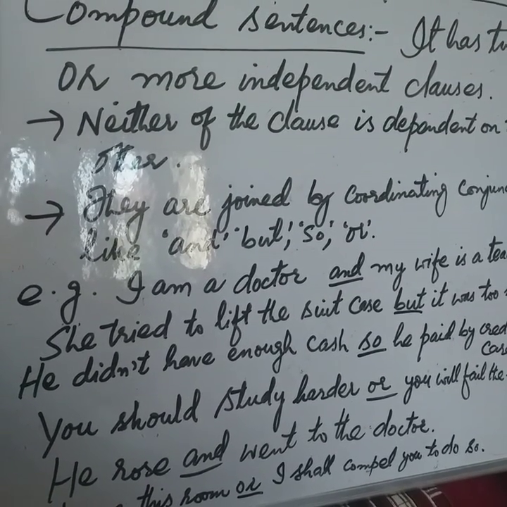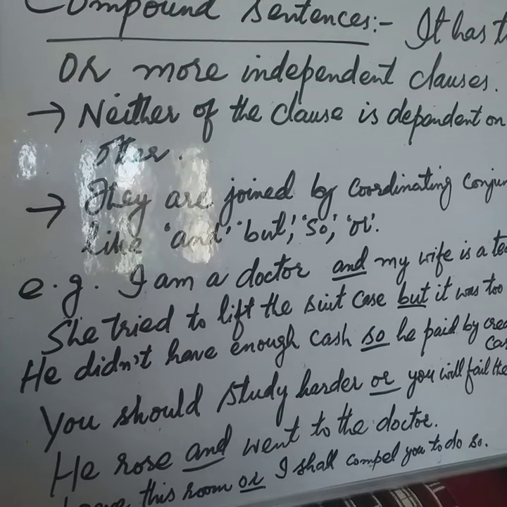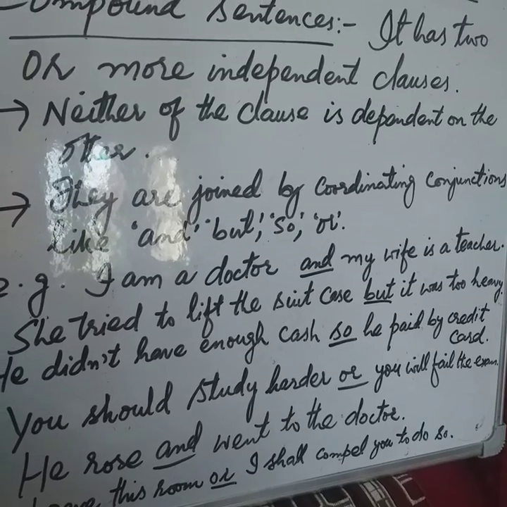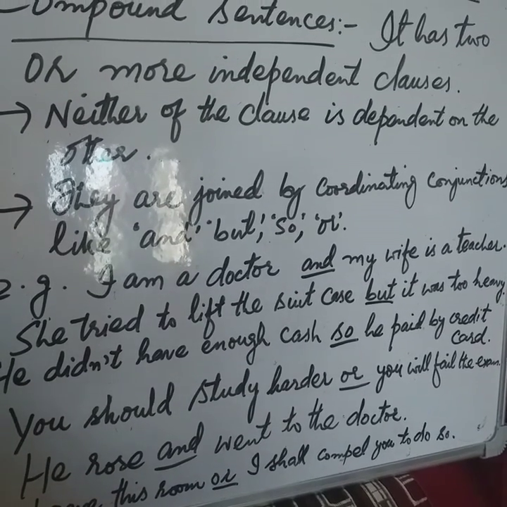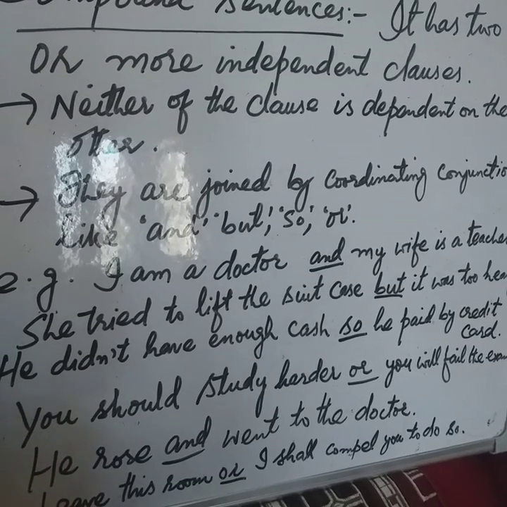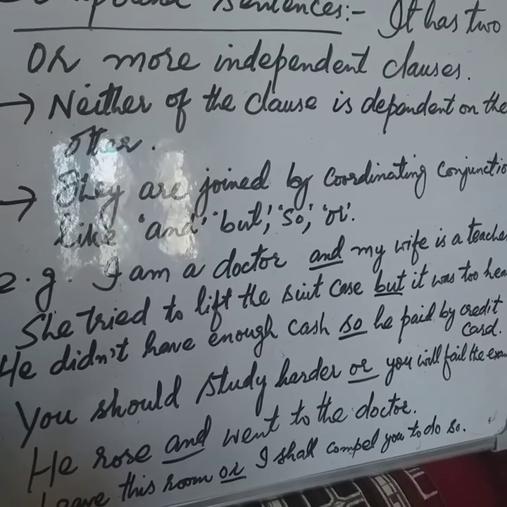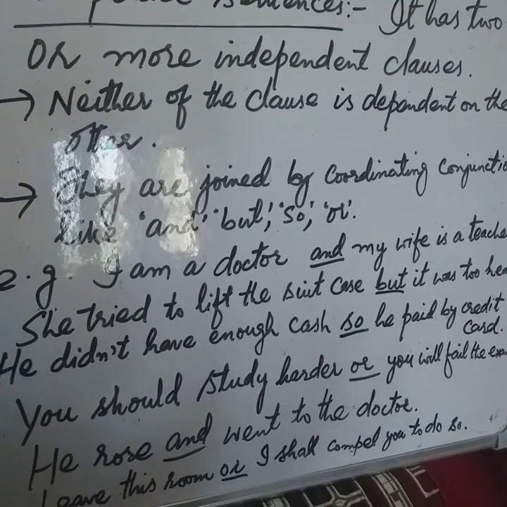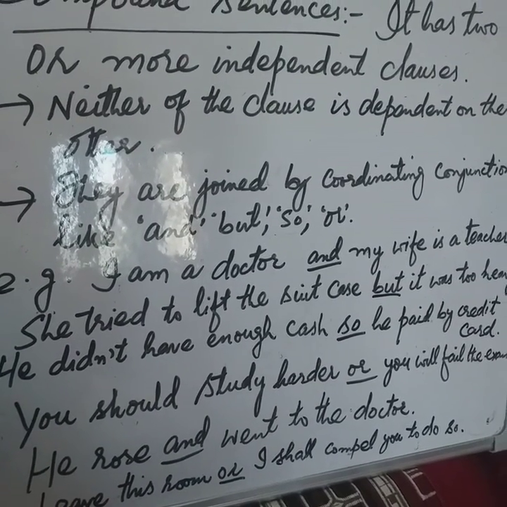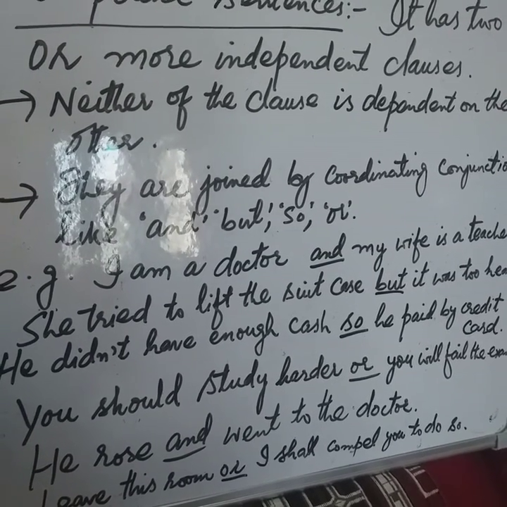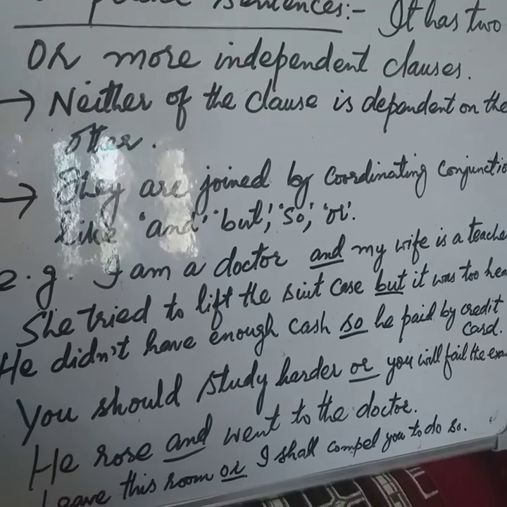Dear students, one more example. He did not have enough cash, so he paid by the credit card. He did not have enough cash. One independent clause. He paid by the credit card. One independent clause. These two clauses are joined by the conjunction so. So here it becomes a compound sentence.